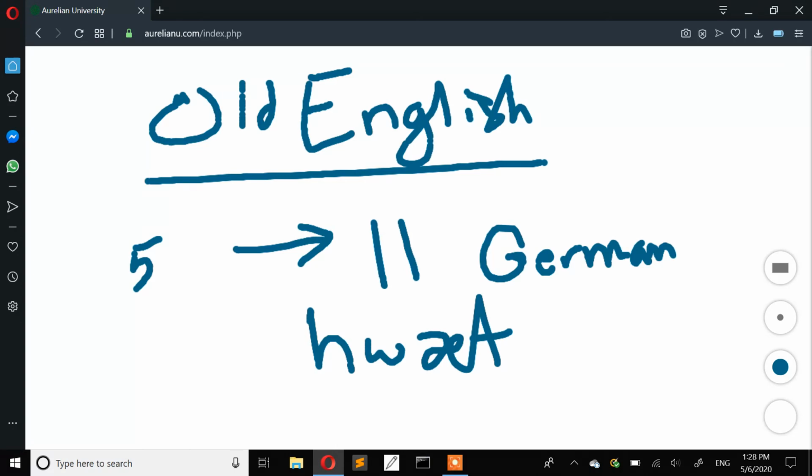And it went like this. It was the Old English period. And then we had our Middle English and then early modern English period. So keep that in mind as we're learning Old English.